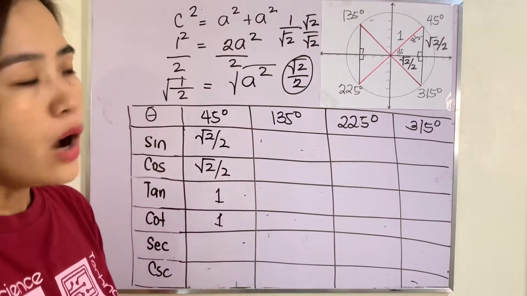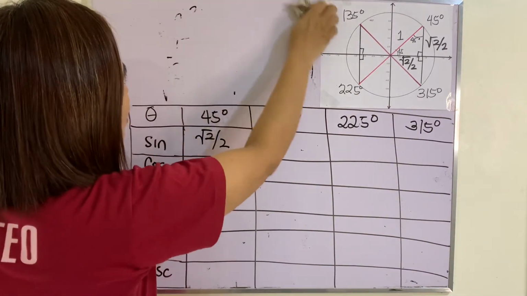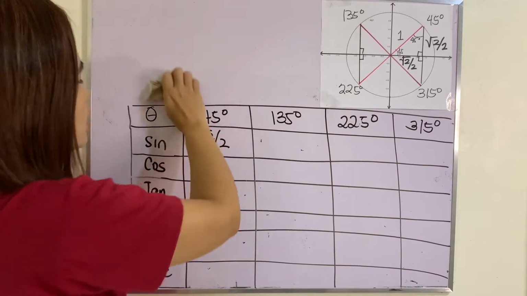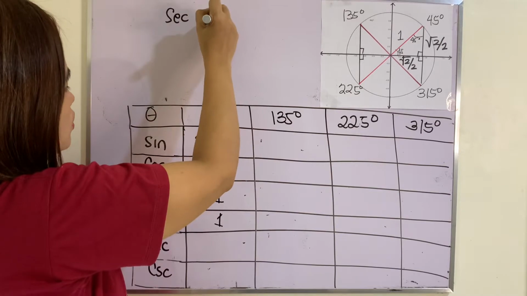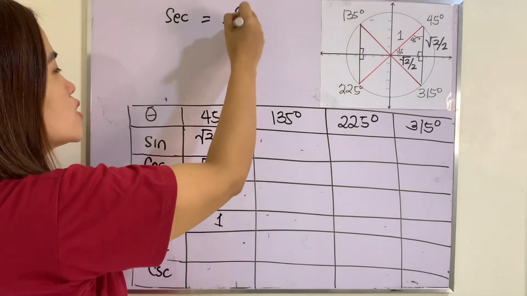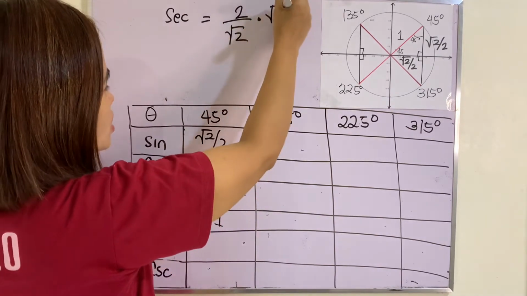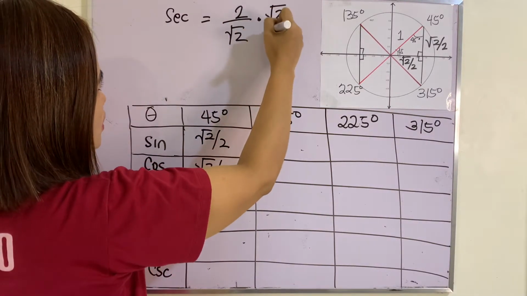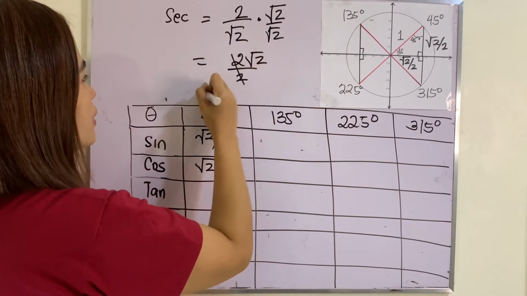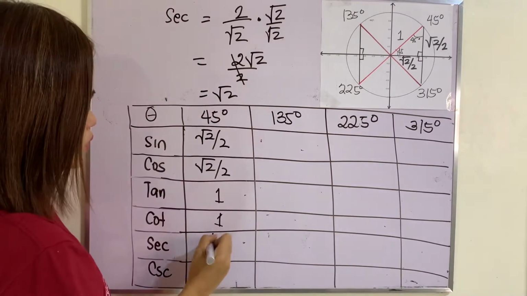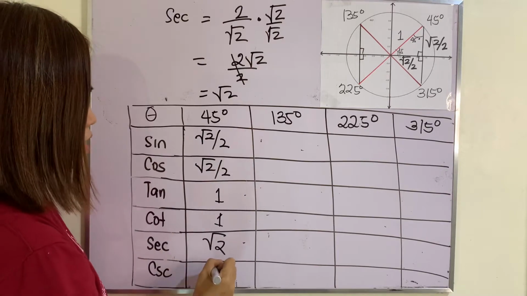Now, for our secant, of course, we need to get the reciprocal of the square root of 2 over 2. So secant is equal to 2 over square root of 2. That's the reciprocal of cosine. So rationalizing it, this is 2 square root of 2 over 2. Or simply, this is the square root of 2. So same with, of course, cosecant because its reciprocal is fine. So this is also square root of 2.